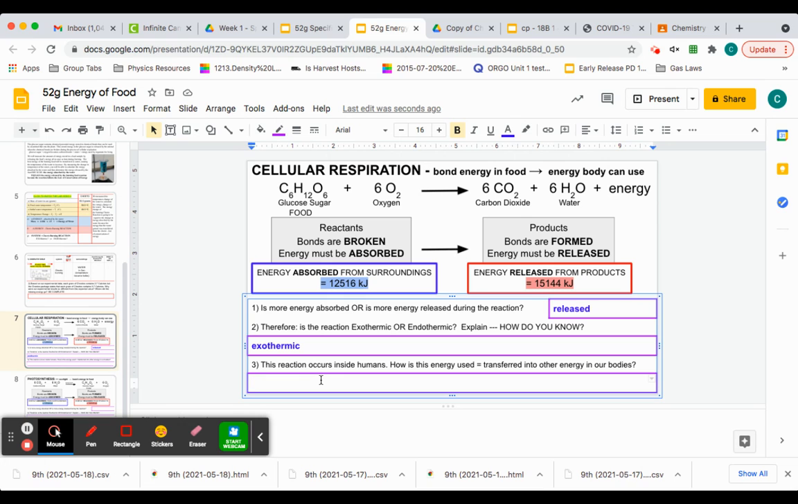How is this energy used, or transferred into other energy in our body? And this can be a variety of answers. You can Google it if you want to have more answers, but one example could be energy to move or to work out or play sports. Like it could be transferred to kinetic energy. Or you can Google other ones if you want to think about different ways.